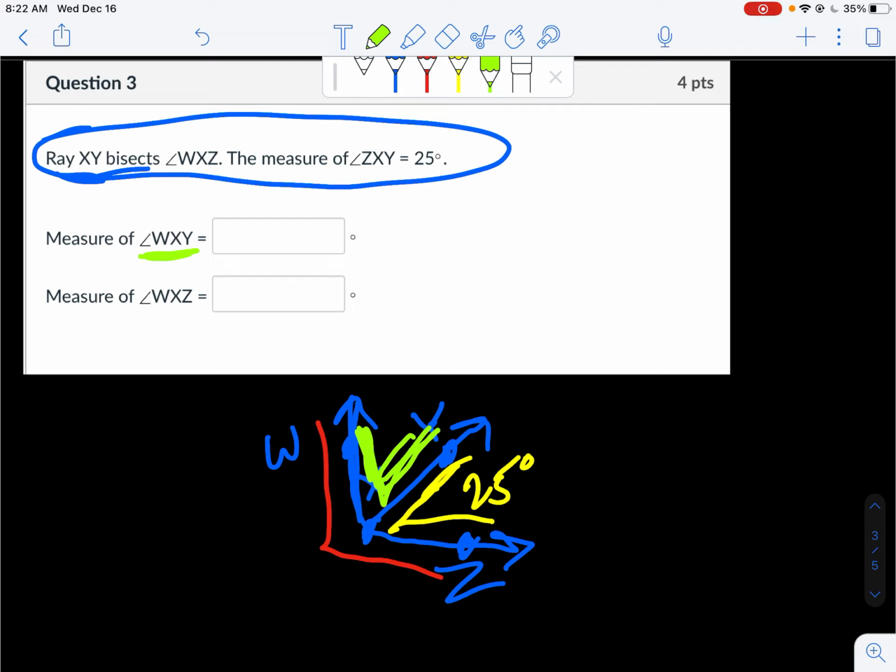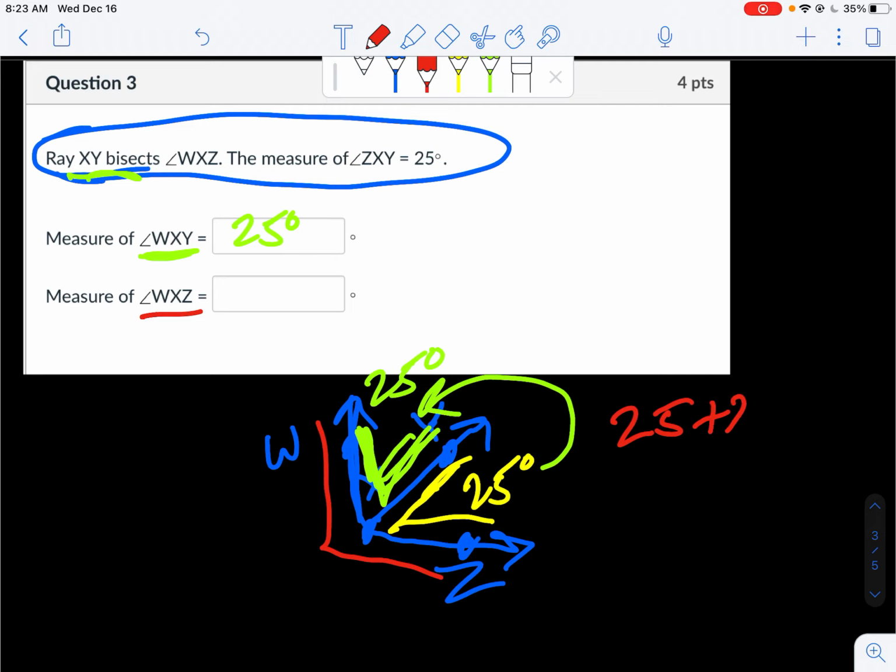But first, if we're looking at, I did it in green, WXY. Well, WXY is just the other half of this angle, right? It said that the ray bisects this whole angle. So if it bisects it, that means it splits it in half. So we know that this is also 25 degrees. Now, if we look at WXZ, that's the whole entire thing. So all we need to do is add these 2 angles together, and we'll see that the whole thing is 50.